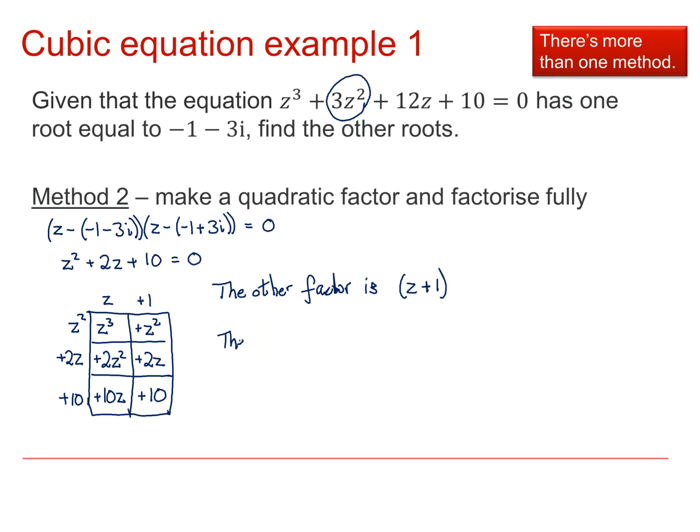That means the other roots are z equals minus 1 plus 3i and z equals minus 1.